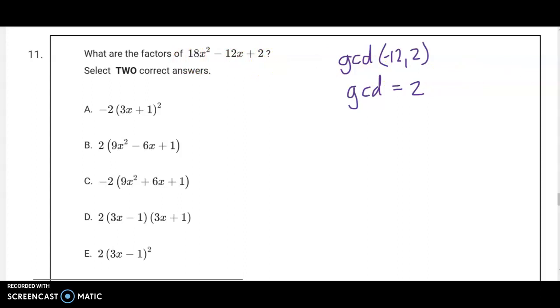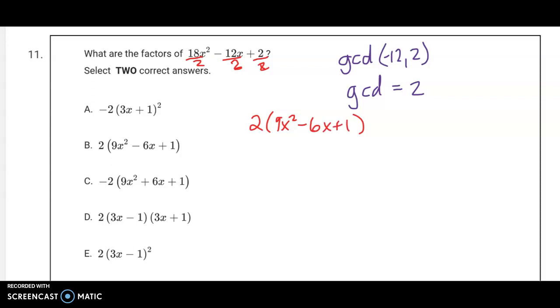So where does the GCF go? If you remember, it goes in front of the parentheses. Okay? And then we divide each of them by the GCF to see what is left. So 18 divided by 2 is 9, 9x squared. Negative 12 divided by 2 is negative 6x. And 2 divided by 2 is 1.